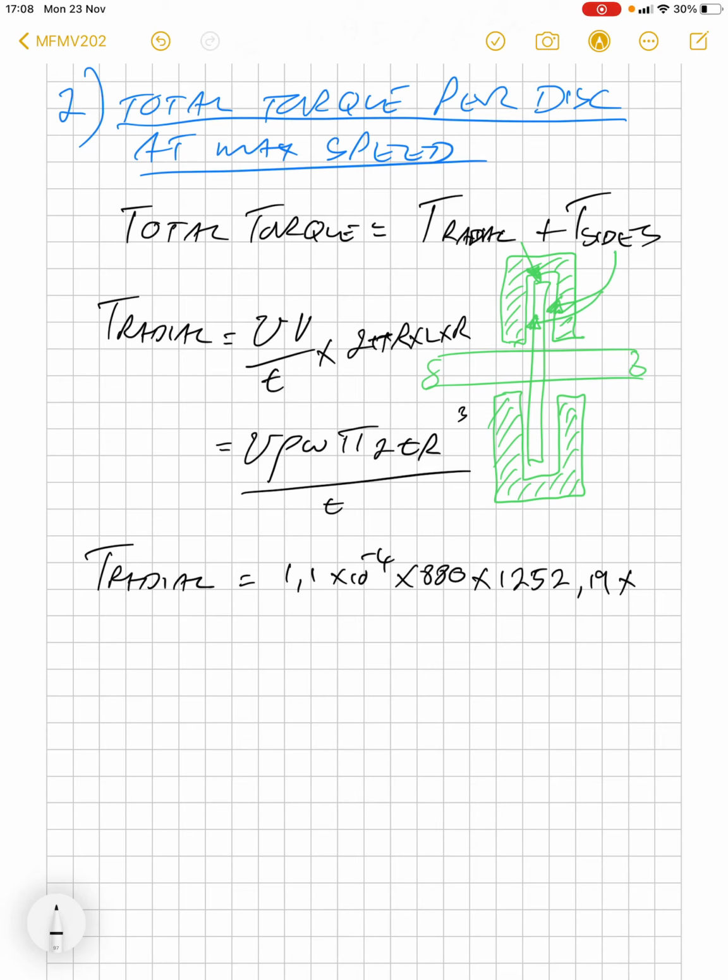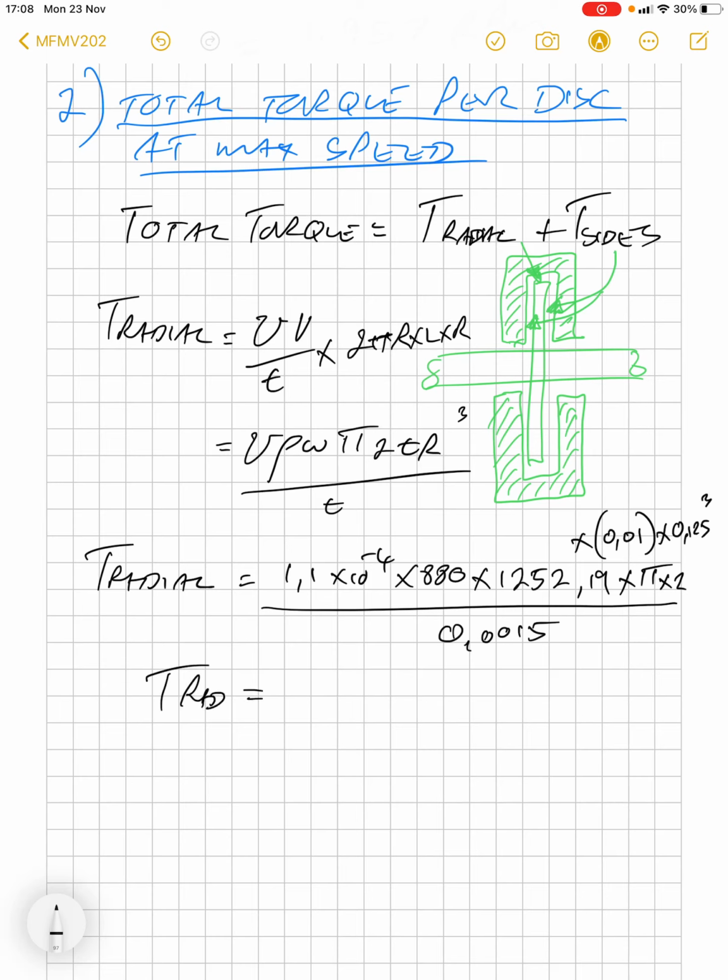2,19 times pi times 2 times 0,01 times 0,125 cubed, all divided by 0,0015. Radial torque works out to be 9,916 Newton meters.